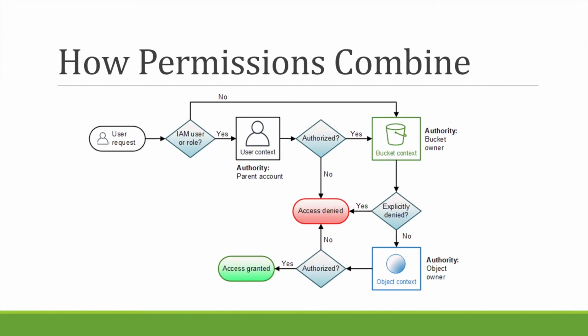Now, when we look from the bucket context, we first look at the bucket ACL and then the bucket policy and say, does that give you access or does it deny access? And if it's denied, we stop. And then finally, we look at the object itself and its access control list. And if that grants access, then we're allowed to go ahead.